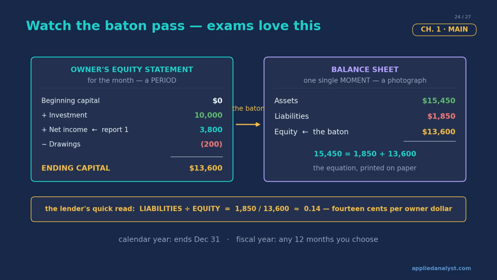And one more term. A calendar year ends December 31st. A fiscal year is any 12 months you choose.